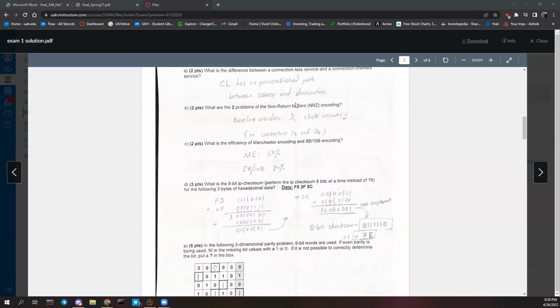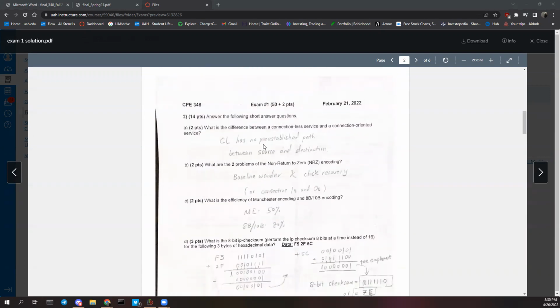In this case, he changed the phrasing. So there are three problems he discussed in class, and he asked for two of them specifically, so you can pick from any of the three. In this case, he picked baseline wander and clock recovery. I remember picking consecutive ones and zeros and clock sync, which, if you wrote clock synchronization, would also count as clock recovery. So I just guessed for that and got lucky.